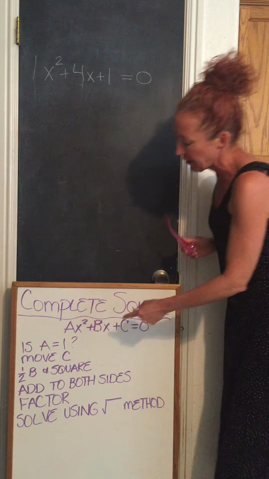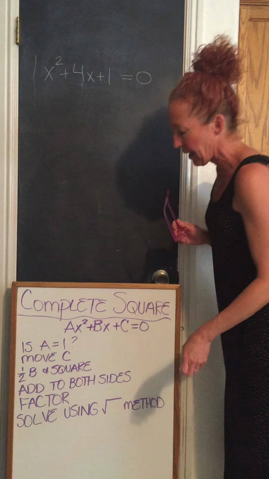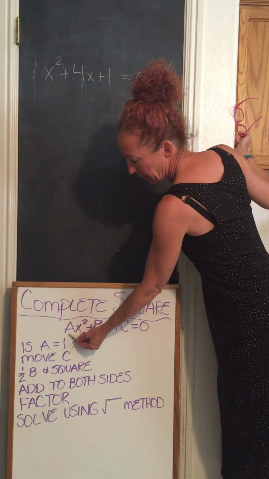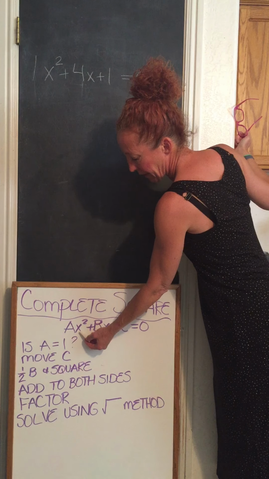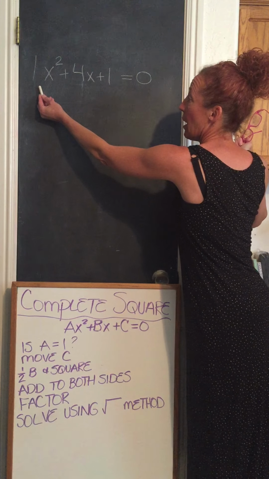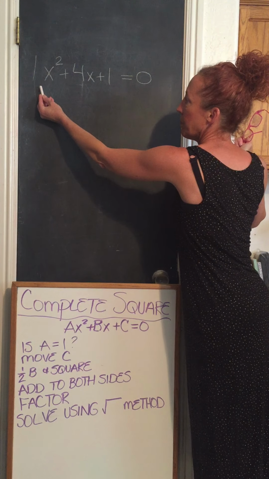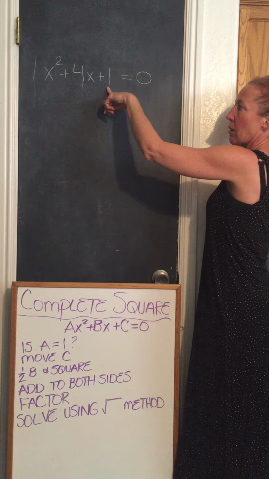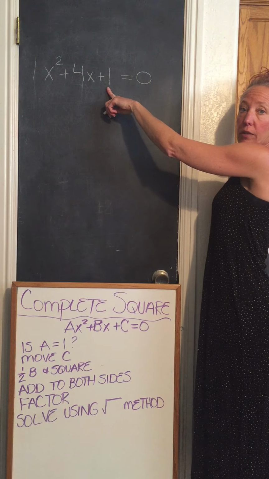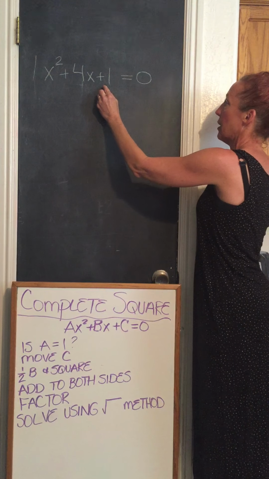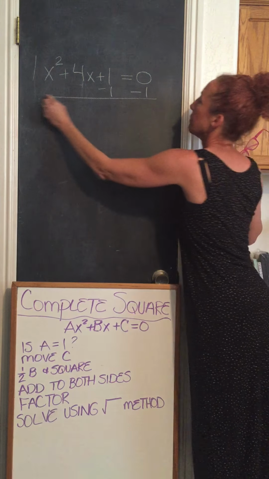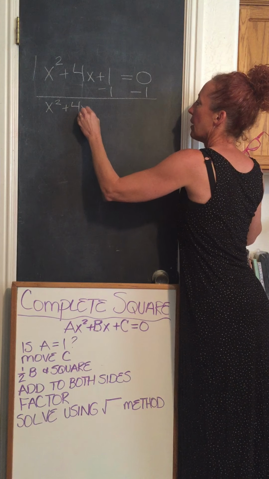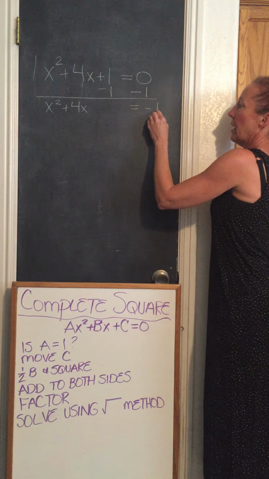All right, our very first question says, is a equal to 1? And if you recall, a is whatever that coefficient is in front of the x squared term. So here a is indeed 1. Step 2 says move the c, which means we need to take our constant, c is always the constant term, and jump it over the equal sign. So subtract 1. So we end up with x squared plus 4x equaling negative 1.